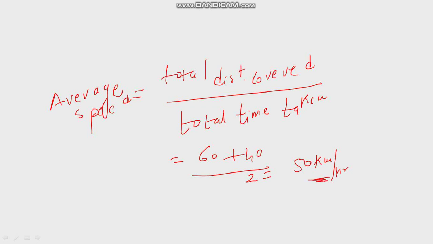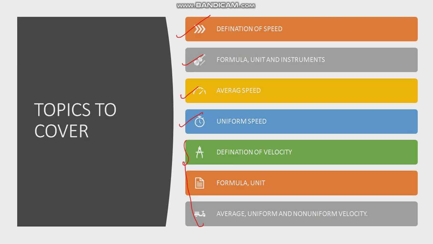So all we have seen is the definition of speed, formula, unit and instrument, and average speed and uniform speed. That's all for today's session about speed, and the next session will cover velocity.